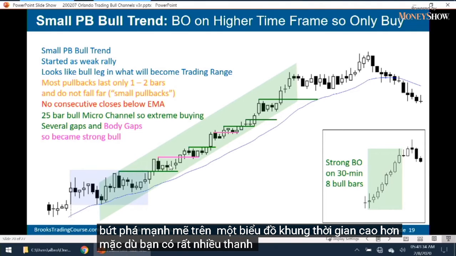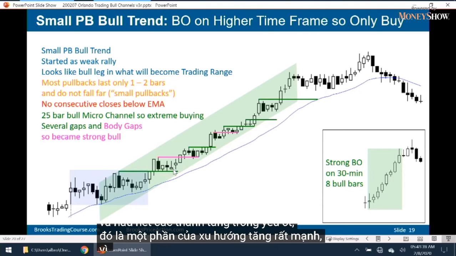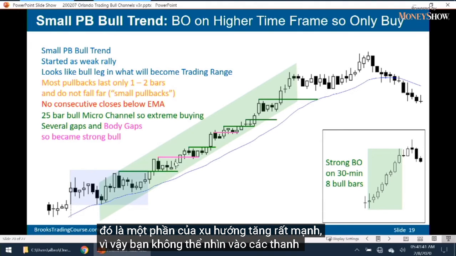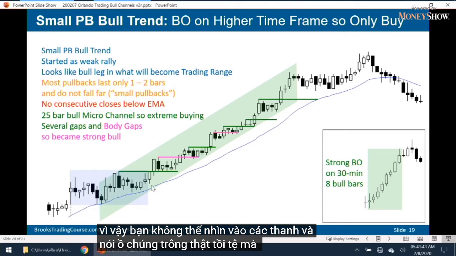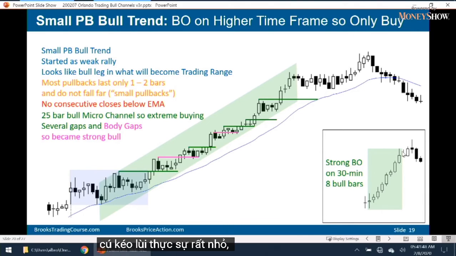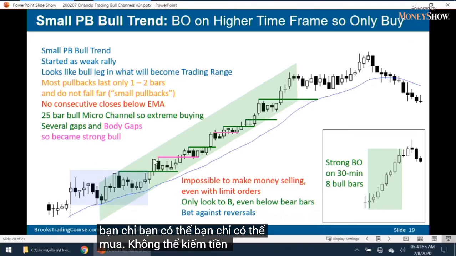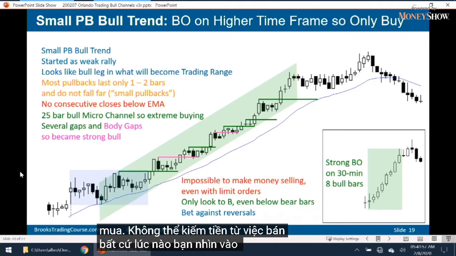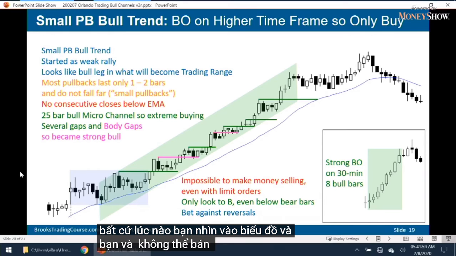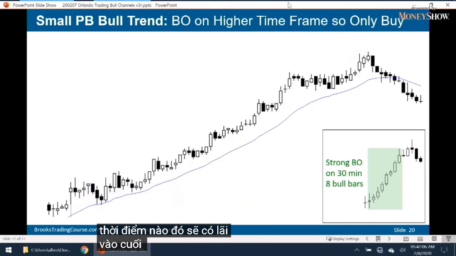Even though you have a lot of bear bars and most of the bull bars look weak, it's part of a very, very strong bull trend. So you cannot look at the bars and say, oh, they look crummy. You got to look at the pullbacks and say the pullbacks are really small. It's going to be a breakout on the next higher time frame. You can only buy. It's impossible to make money selling, right? Anytime you look at a chart and it's impossible to sell, you should only be looking to buy. At some point, there's going to be profit taking at the end of the day.